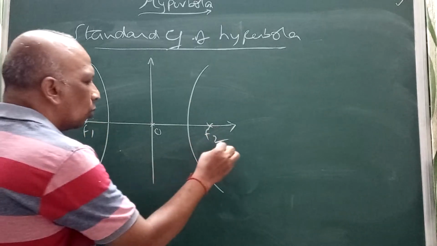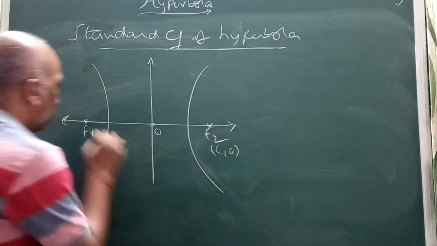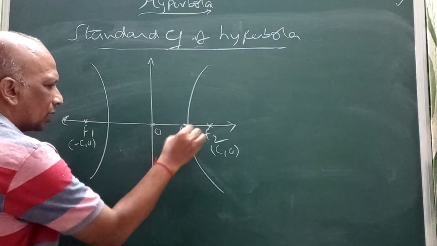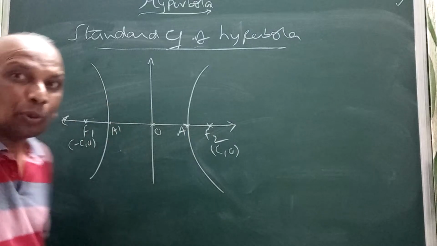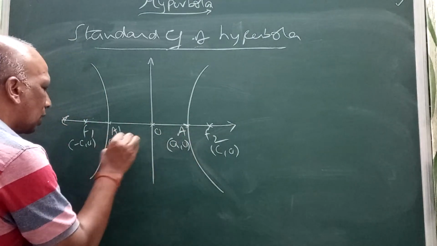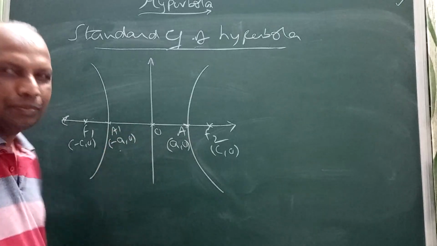F1. What is F2? C comma 0. What is F1? Minus C comma 0, right? Vertex A. This is vertex A. This is A dash. What about this vertex? We know this vertex is A comma 0. This vertex is minus A comma 0, right?